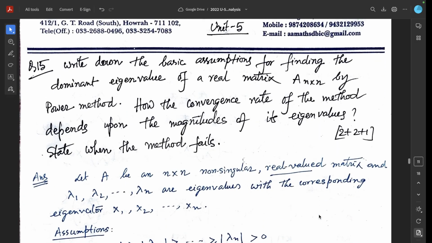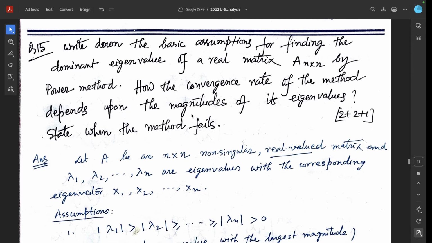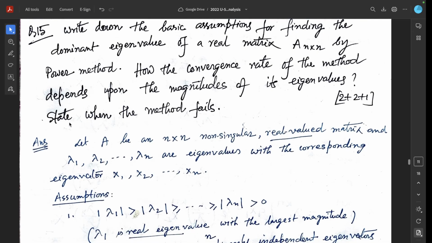Next, question 15. Write down the basic assumptions for finding the dominant eigenvalue of a real matrix A, n by n, by power method. How to find the rate of convergence. Rate of the method depends upon the magnitude of its eigenvalues, and state when the method fails.